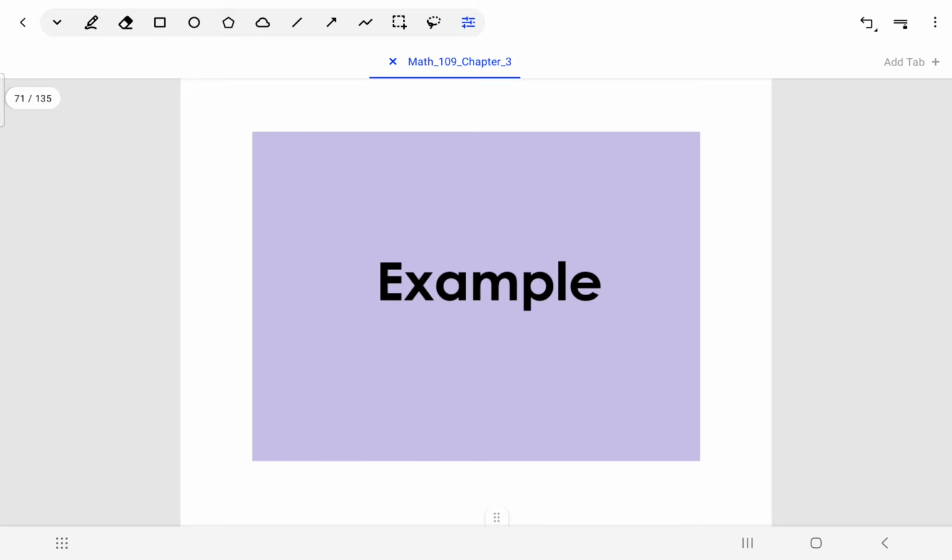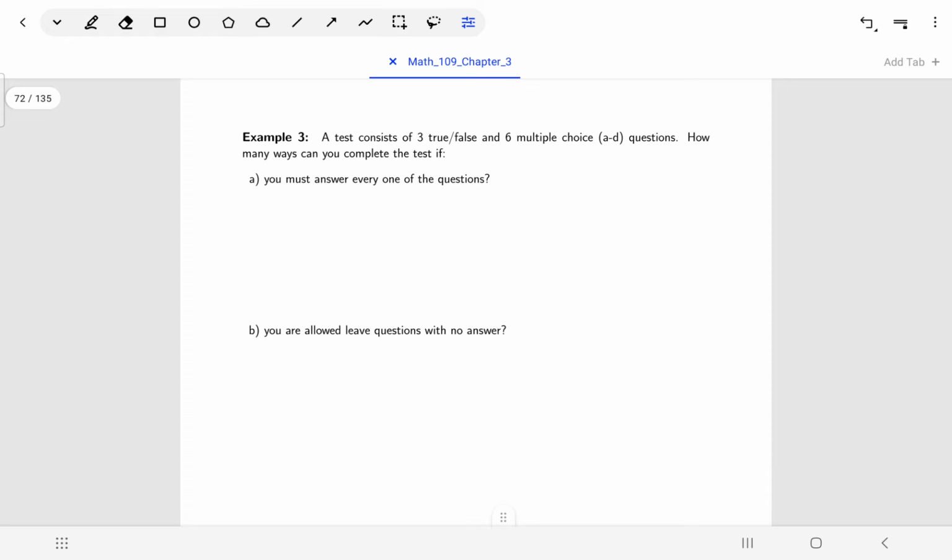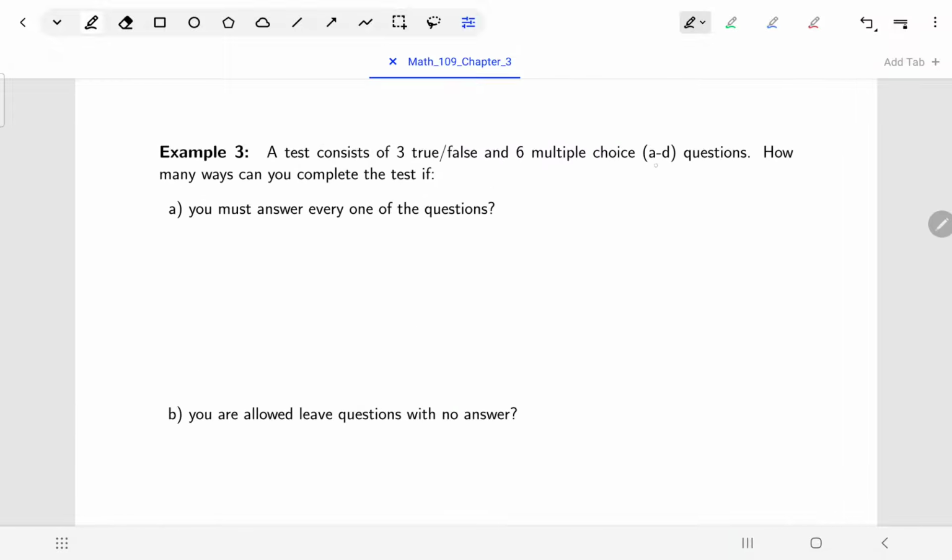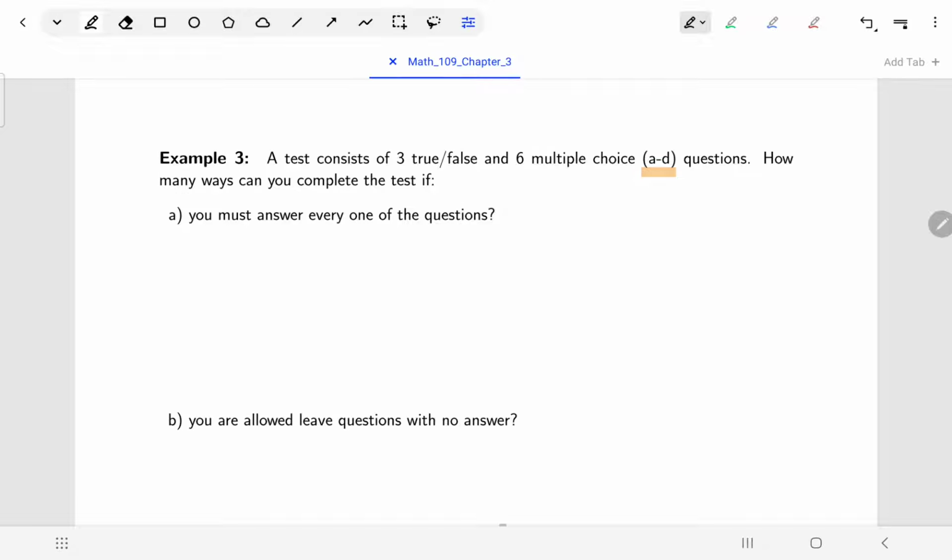All right, one last example. Example 3. So here we are completing a test. This test has got 9 questions. 3 of them are true and false, and 6 of them are multiple choice. For the multiple choice, the options are A, B, C, and D. So the multiple choice ones, they all have 4 options and 4 options only.